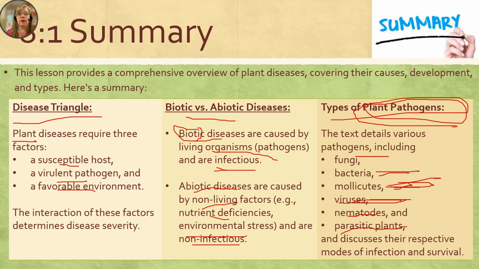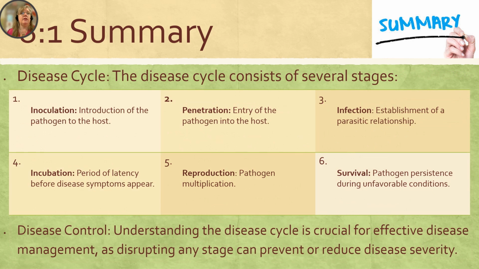And so we're discussing the respective modes of infection and survival, so how they spread from one another, which I just told you about. And here's the last part of it. These are the 6 steps of the disease cycle. You had inoculation, where there it is. Inoculation is the introduction of the pathogen into the host, means going in.